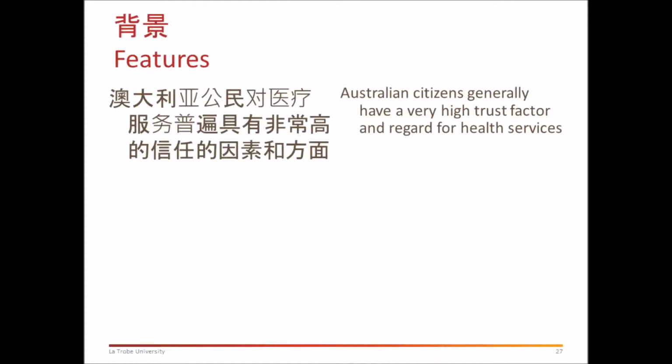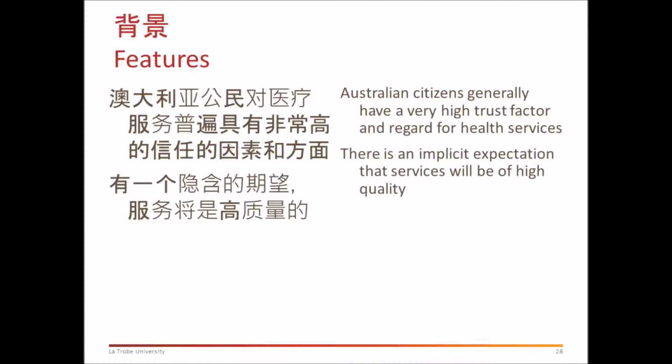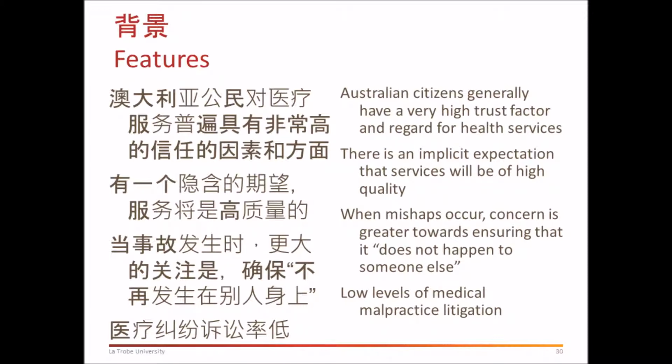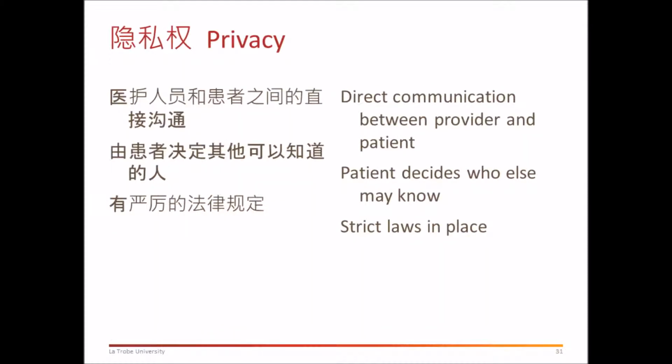Now, Australians generally have a very high trust and regard for their health services and their health providers. There's an implicit expectation that the services offered will be of high quality. Mishaps do occur, but when they do, the impetus is not for suing people, but rather to make sure that it doesn't happen to other people. As a consequence of having a universally funded health system, we have low levels of malpractice litigation, comparatively speaking, to countries like the United States.